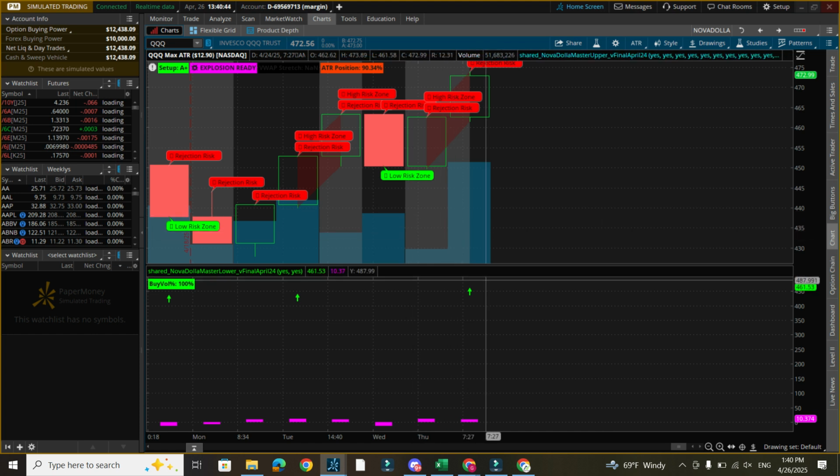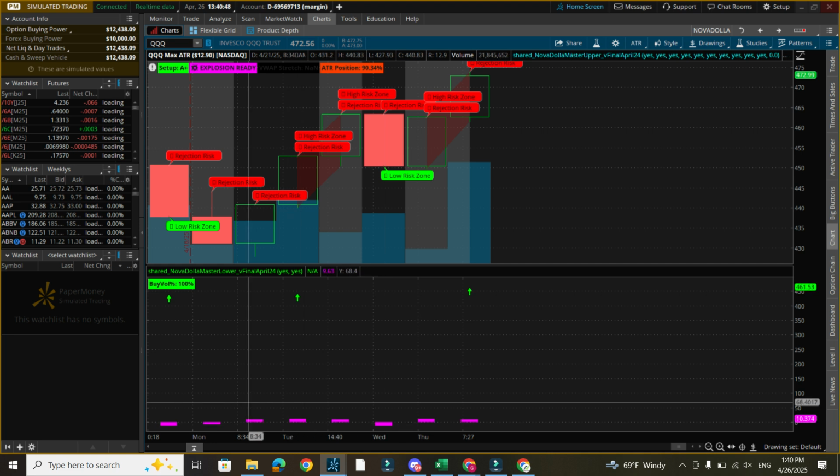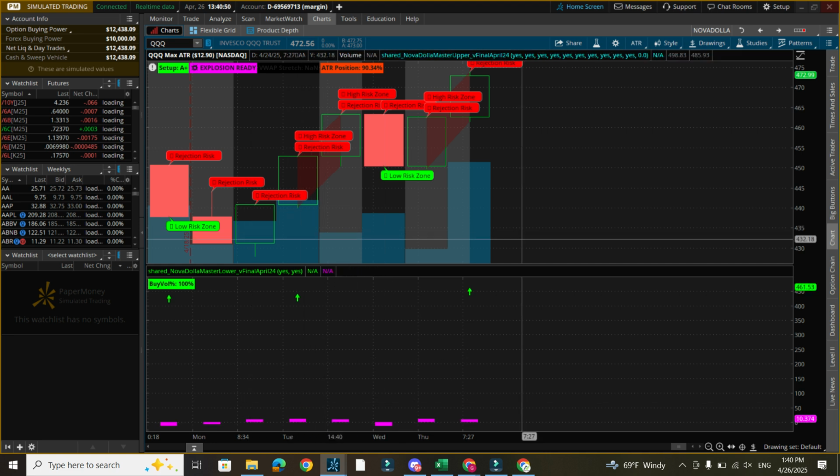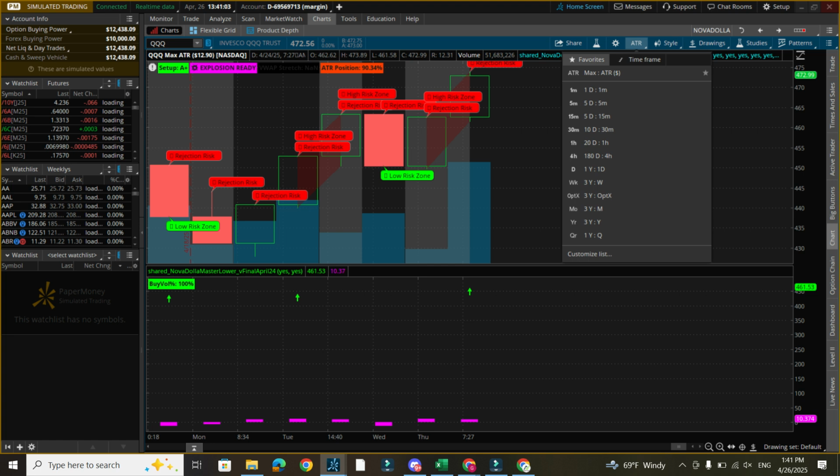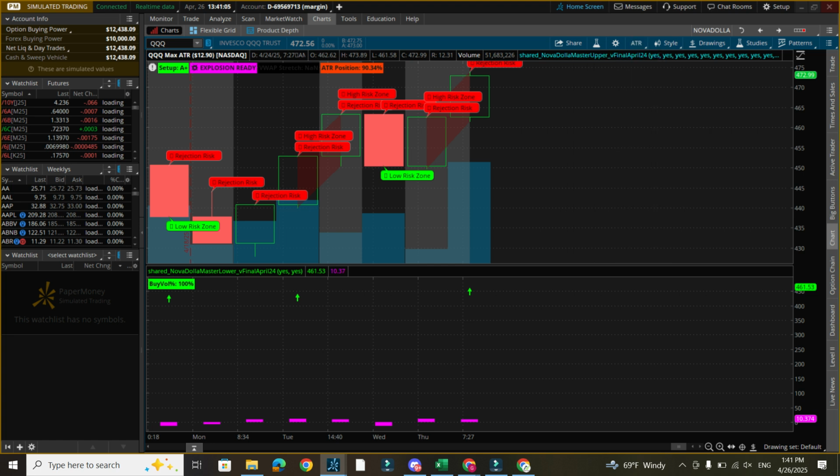These magenta colors here are just a delta spike. That's all that is, and these arrows represent significant volume in a certain direction on that particular range. So this is a range chart. You see, it's based on ATR, not a time frame, but just average true range. If you look at this one, these are basically what I'm trading.